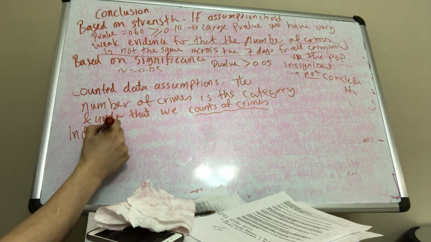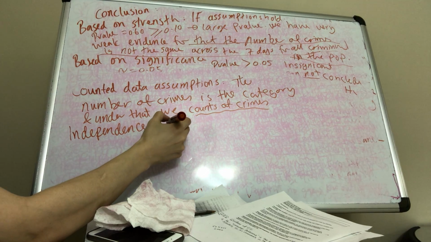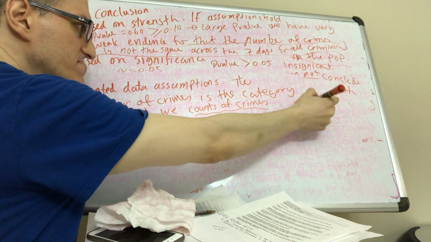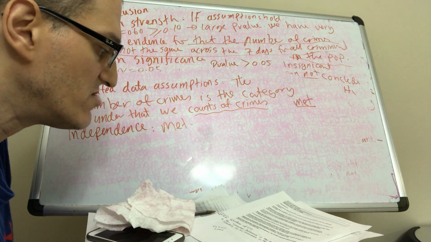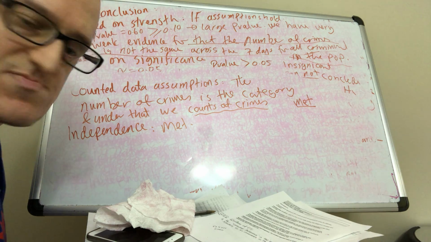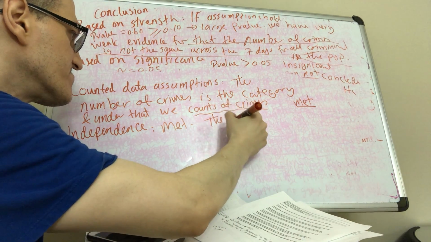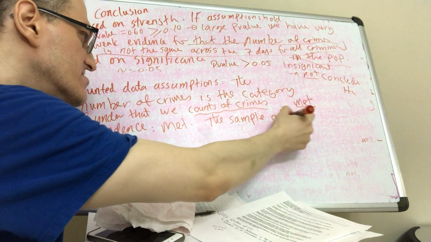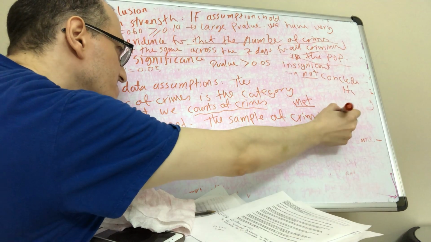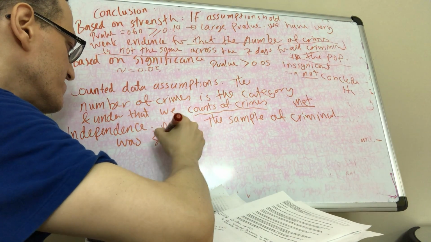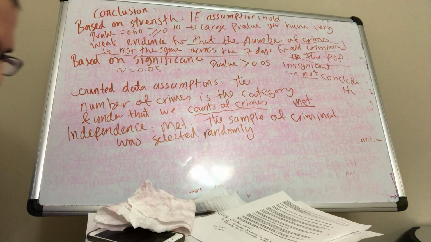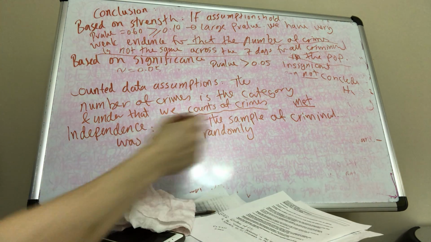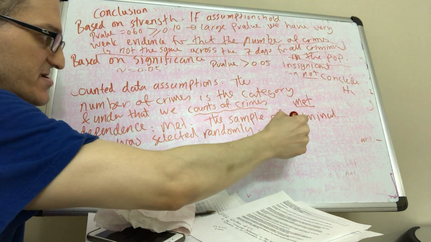Assumption number 2 is independence, and here the condition is met, of course, because if you read the question you have randomly selected 140 criminals. So the sample of criminals was selected randomly. So we're good. The groups are independent of each other.